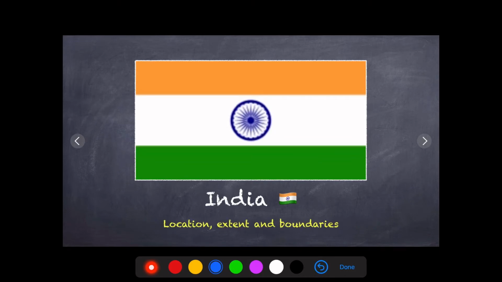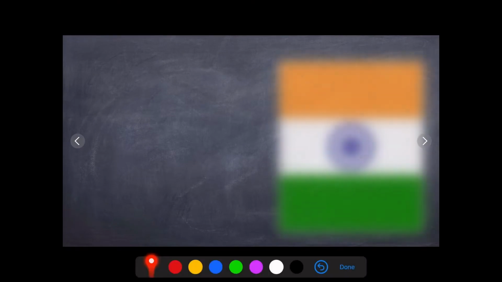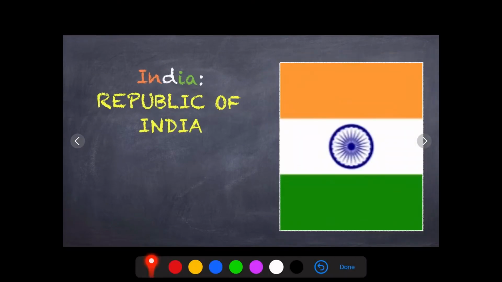First, the name of the country is Republic of India. Now we are going to start with India's location, extent and boundaries. Okay, now let us study. So this is the flag of India. As you know, India's actual name is Republic of India. Republic means ruled by people, a democratic republic. So people's rule is there in this country.